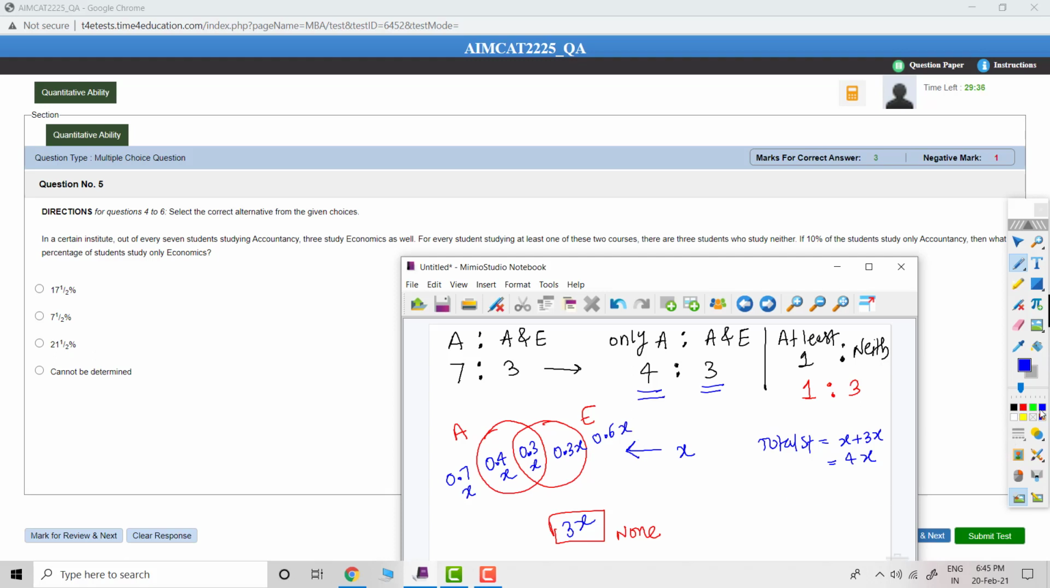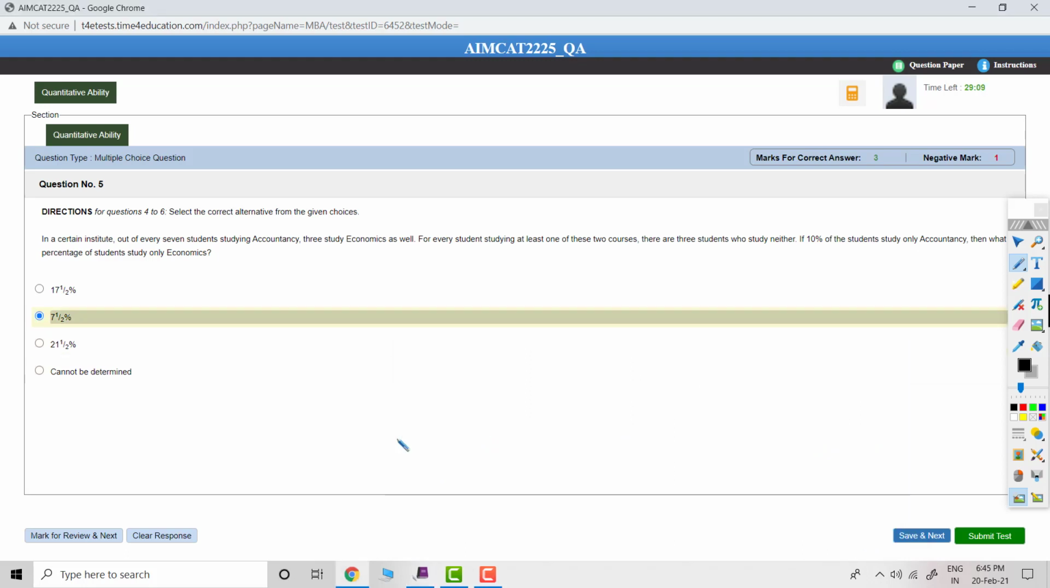Total how many students are there? Look here, total how many students are there? Total 4x students are there. Out of them, how many study only economics? Tell me. 0.3x. Percentage we are supposed to find, so into 100. Okay, so our answer is going to be how much? Tell me. 0.3 into 25 is how much? Tell me. 7.5%. So option number B is correct.